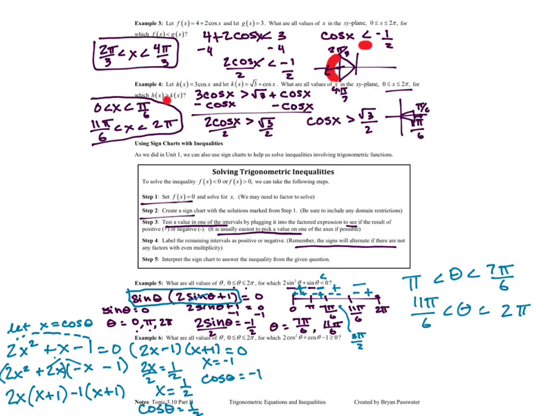What's the purpose of setting it equal to 0? What are we doing here? Finding our zeros that we're going to put on our sign chart. So my zeros, when is cosine equal to half? Positive 1/2. Pi over 3 and 2 pi over 3. Okay. When does cosine equal negative 1?